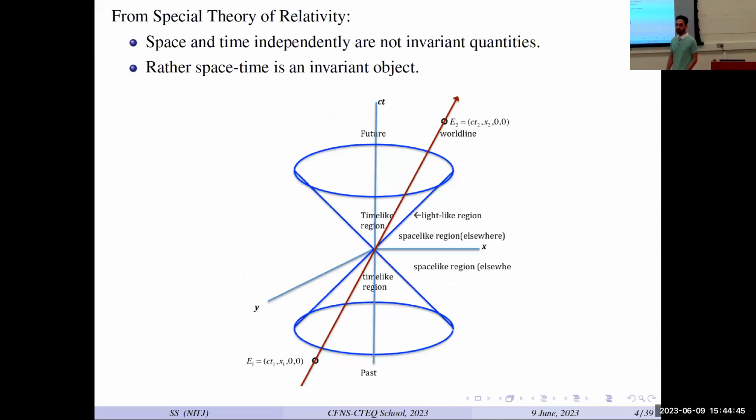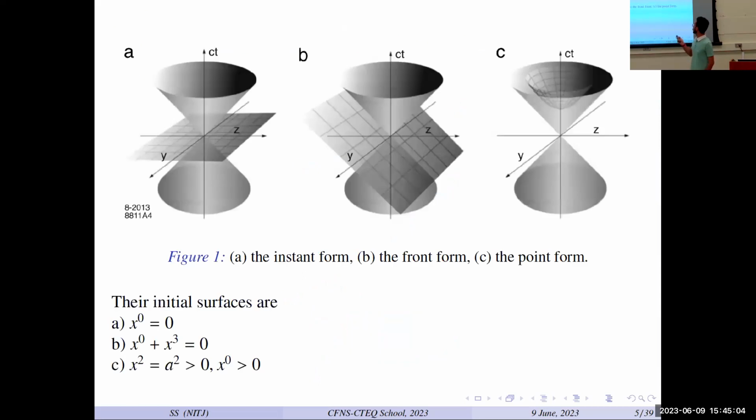So we are going to work with high energy. So here in special theory of relativity, we have 4 coordinates, which is 1 time coordinate and 3 space coordinate. So time and space are not invariant quantities, rather space-time collectively is an invariant object. So here we have a light cone. We have 3 different types of regions depending upon the velocity of the particle which we are studying. So we are going to work with light cones.